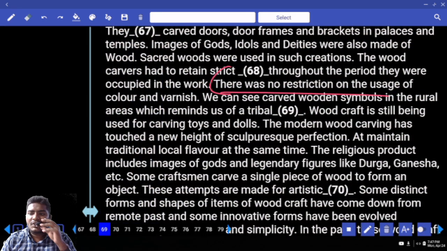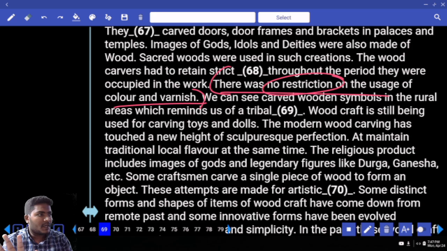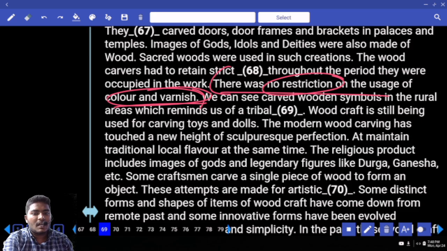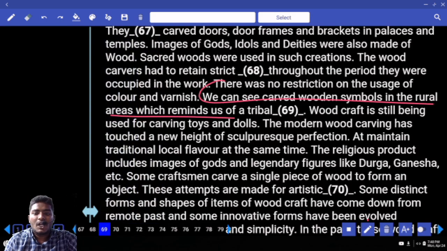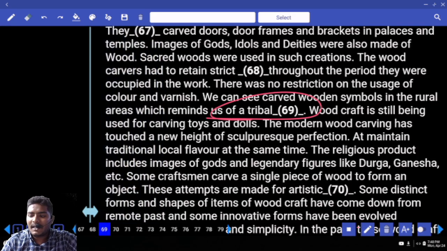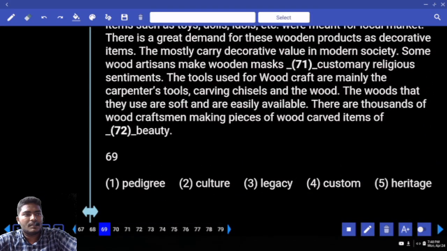There was no restriction on the usage of color or varnish. Did you get this terminology now? Whenever they carve the idol, they are very strict, but there is no restriction on using the color or varnish. We can see carved wooden symbols in the rural areas, which reminds us of tribal dash. Even today, if you go to some of the tribal areas, you see all these wooden carved idols, and that reminds us of some tribal dash. Noun is needed.